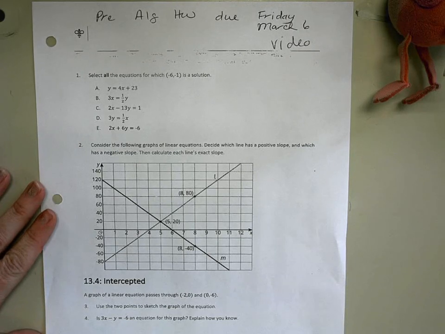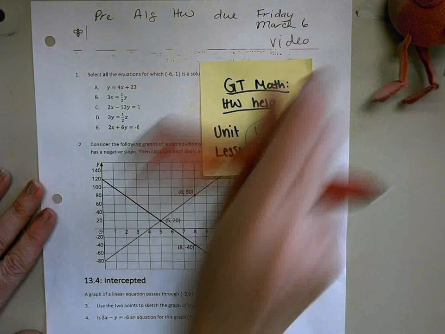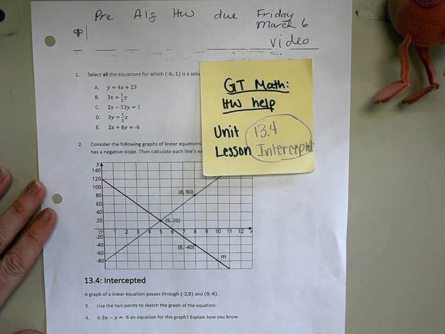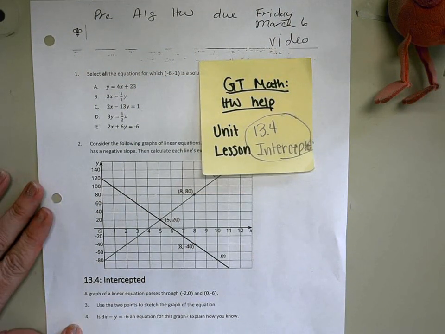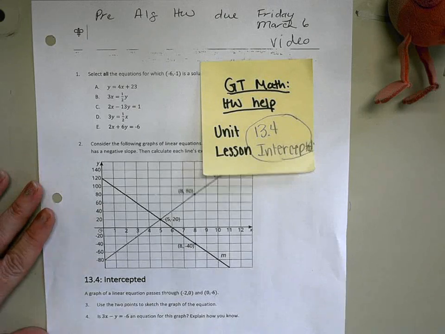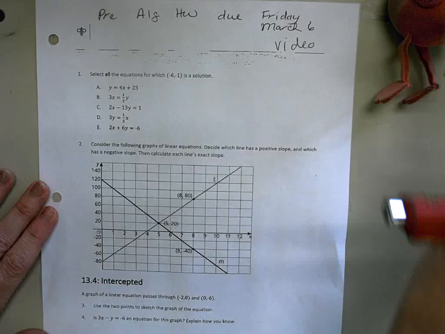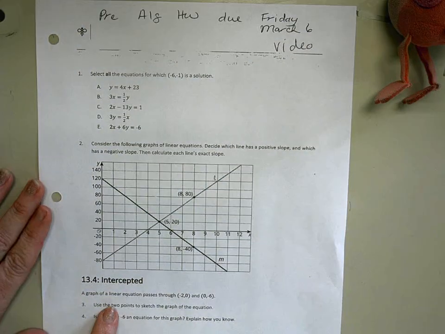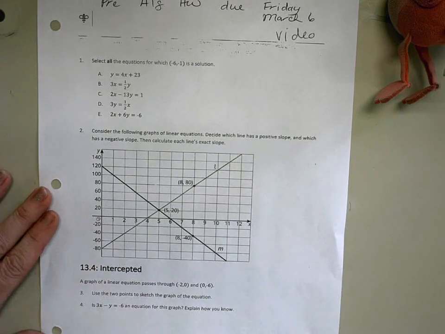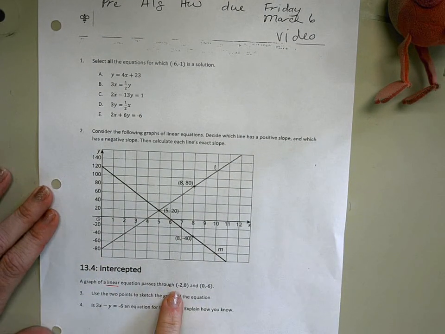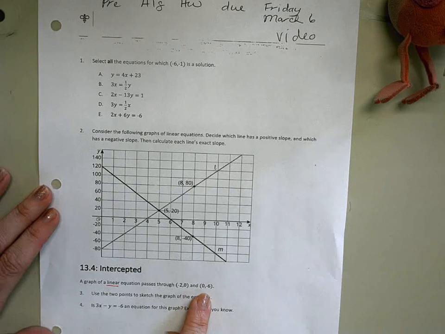I went to the shoebox. We had a few suggestions, so thank you for sharing your thoughts. The one that I pulled said 13.4, which is this problem down here, and a few people this week had asked questions about getting started. We have a graph of a linear equation, so I know it's a line, and it passes through these 2 points. First question is just to use the 2 points to sketch the graph of the equation.